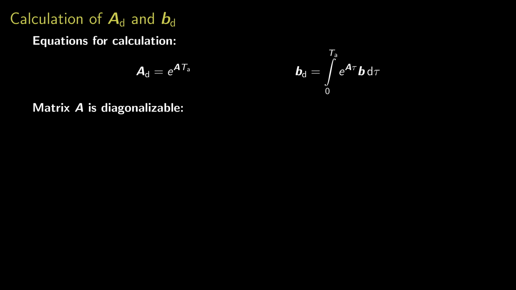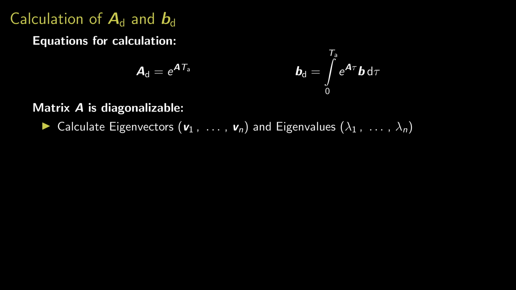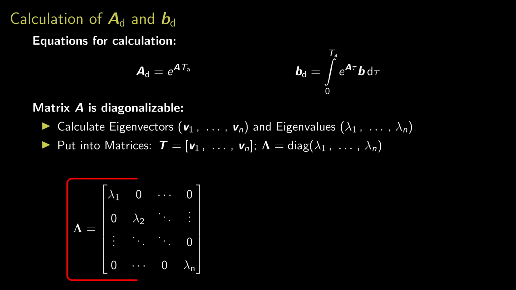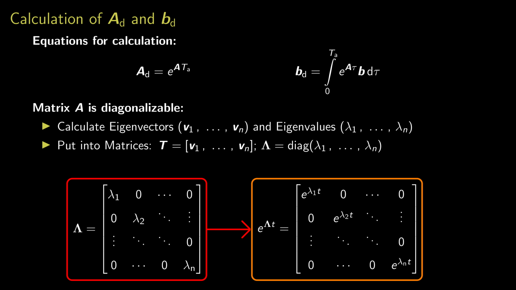If the matrix A is fully diagonalizable, the calculation of A_D comes down to be as follows. You first calculate the eigenvalues and eigenvectors, then create a matrix big T containing the eigenvectors and a matrix big Lambda containing the eigenvalues on the diagonal. Then you can apply the exponential function to every individual eigenvalue like this. You can do this because this matrix big Lambda is diagonal, and for such a matrix, its matrix exponential function is just the solution of the individual exponentials.